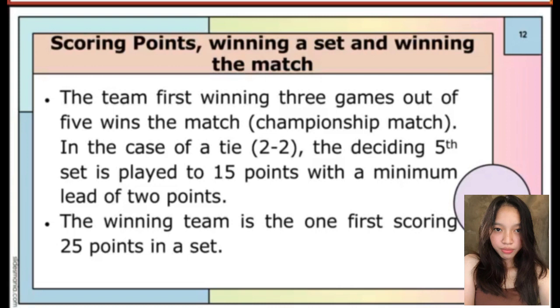So, in the case of a tie 2-2, the deciding 5th set is played to 15 points with a minimum lead of 2 points. So, maagi na siya mag-tie sa ikaupat nga set, kanang ang duha ka team pareha sila og 2 nga standing. Ang 5th mao na ang 15. Okay, so kinsa na maka-15, mao na siya ang daog.